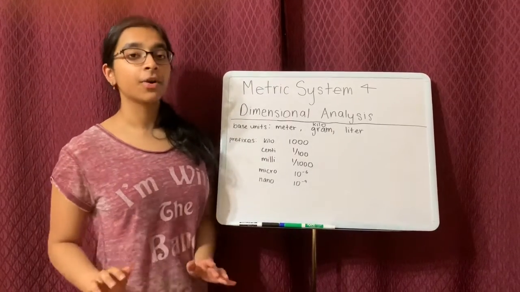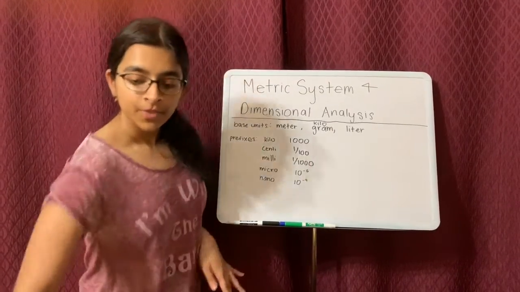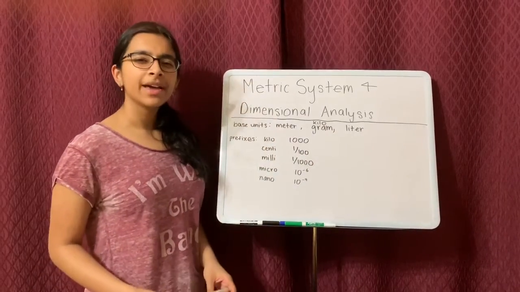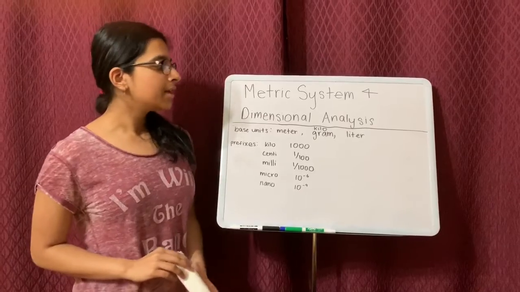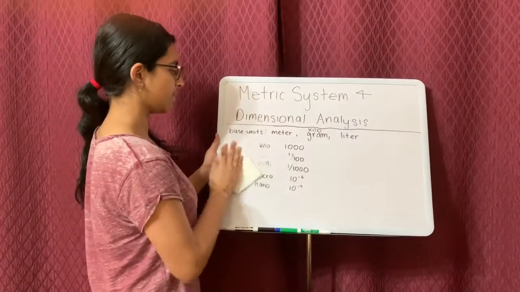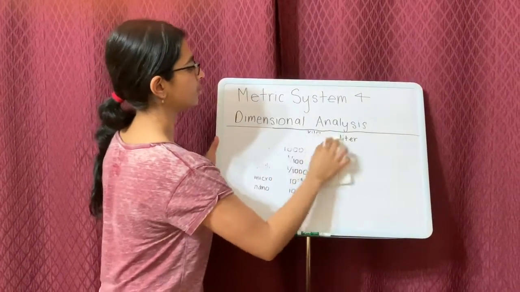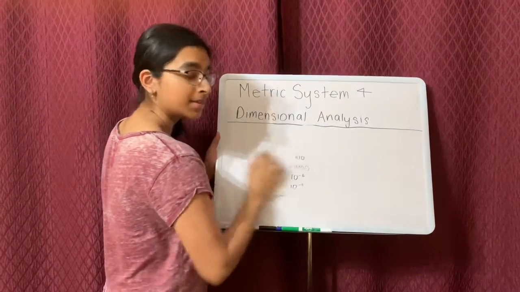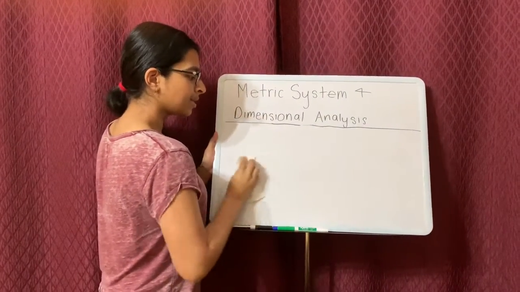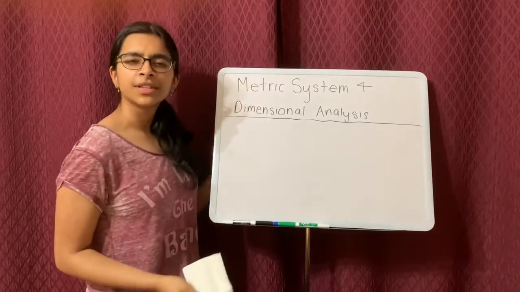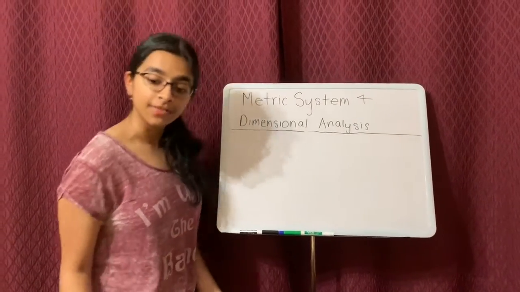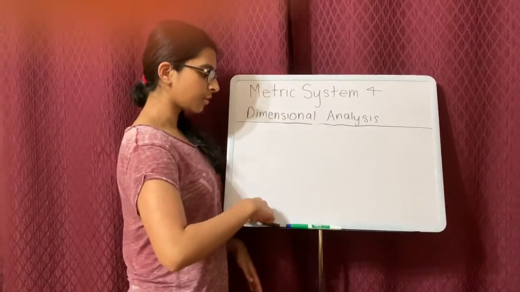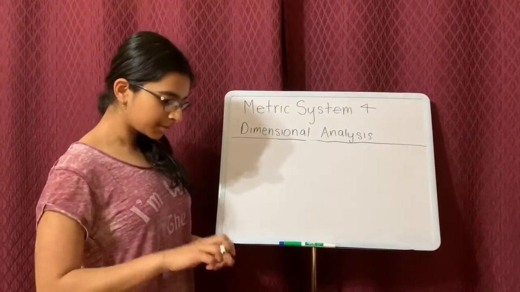But how do we convert in between these units? You could always just multiply by a factor of 100 or 1,000 or whatever the factor is, but there is a much more convenient way to do this, and that's called dimensional analysis. Sometimes it can be quite confusing whether you're supposed to multiply or divide by this number, so dimensional analysis eliminates that confusion. The best way to show this is with an example problem.